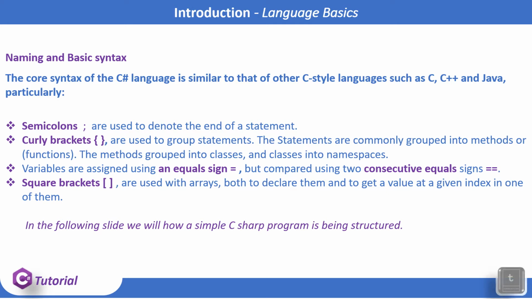Variables are assigned using an equals sign, but compared using two consecutive equals signs. Square brackets are used with arrays, both to declare them and to get a value at a given index in one of them. In the following slide we will see how a simple C# program is structured.